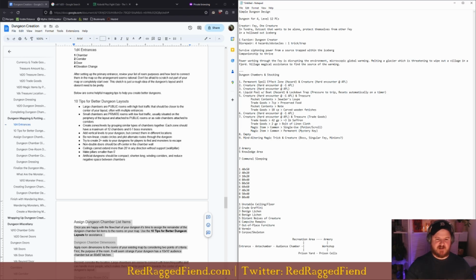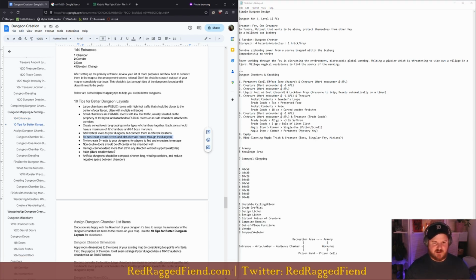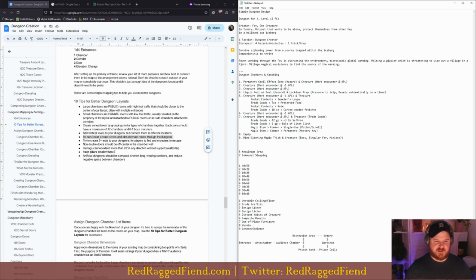All right, so that way we have a nice little circuit to kind of go around, which is one of the things we talk about over here on our 10 tips, right? If you want to create some circles, you could go audience chamber, recreation area, armory, and if you're not paying attention, you might never hit the prison yard or the prison cells if you're on a beeline. So that gives us our armory, and I think the armory is going to connect. It makes the most sense for the armory to connect to either the armory or the.